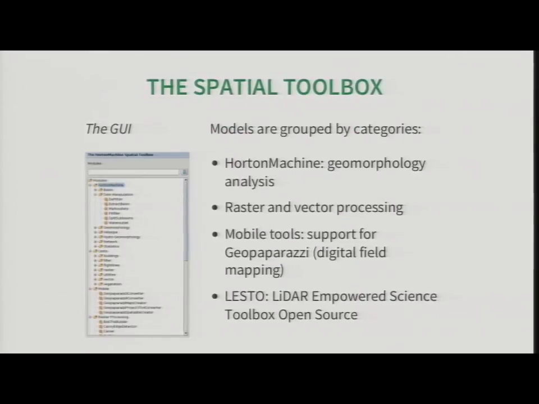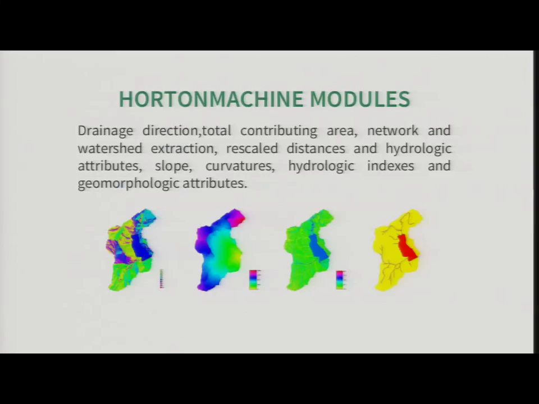So the modules are divided by the original huge package, the Horton machine, which is a package about geomorphological analysis, hydrological analysis, and a little bit of hydraulics. We have some raster and vector processing, which usually is used to prepare the data for the bigger modules. We have some support for mobile, for the GeoPaparazzi mobile application. And then there is the latest module that we developed with the University of Bolzano, which is called LESTO. It's the LiDAR Empowered Science Toolbox open source and works on LiDAR data, obviously.